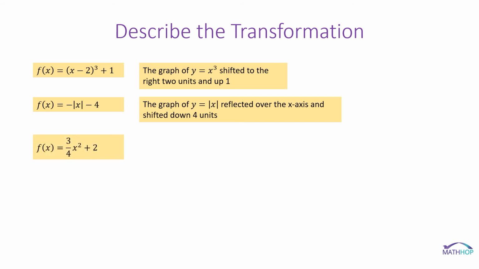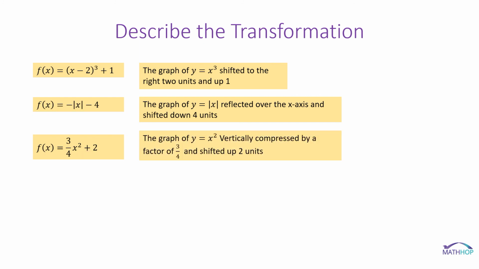Now we have f of x equals 3/4 x squared plus 2. Okay, so again, this is going to tell us it's a vertical stretch or compression. And remember, because it is a fraction less than 1, it is going to be a compression. And then we're going to move up 2. So the graph of y equals x squared, vertically compressed by a factor of 3/4, shifted up 2 units.